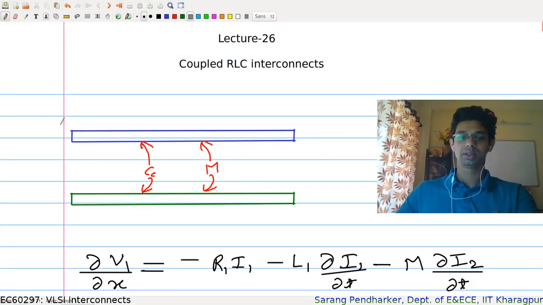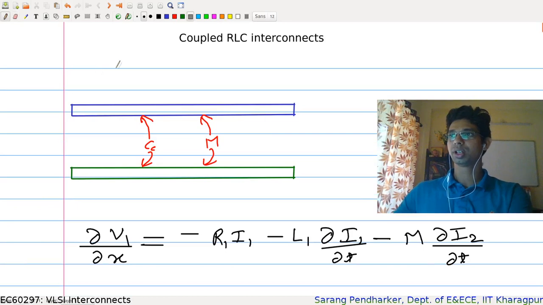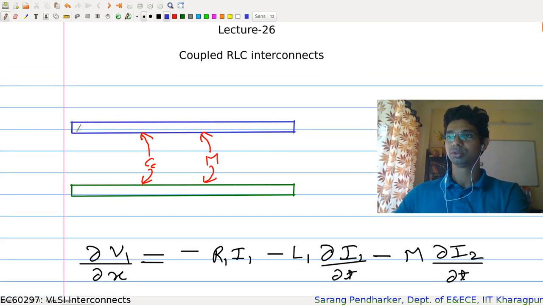So we have seen in the previous lecture that if there are two interconnects, they can be coupled capacitively. However, in general, they can also be coupled by inductance. So the magnetic flux of the first interconnect would be linked to the second interconnect as well, and similarly the magnetic flux due to the current in the second interconnect will be linked to the first. So these two are interconnects.